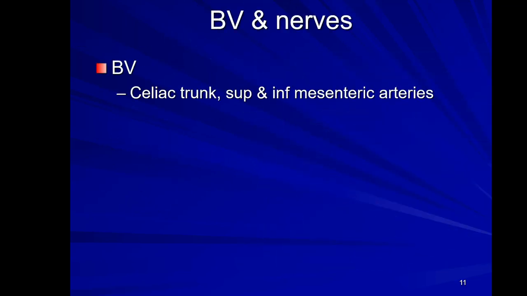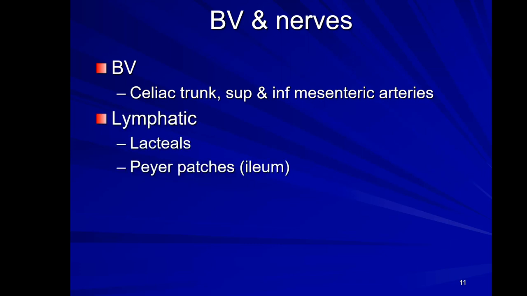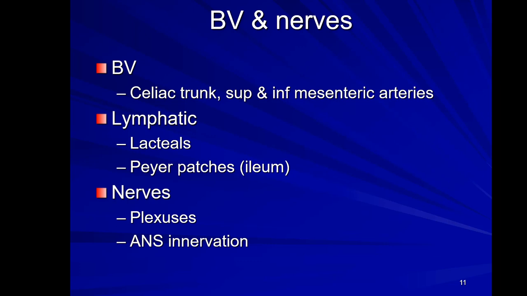So as far as the blood vessels and nerve supplies of the digestive system, the blood vessels that bring in oxygenated blood would be like the celiac trunk that you've learned about, superior and inferior mesenteric arteries. As far as the lymphatic tissue here, there's lacteals that absorb fats. There's Peyer's patches, which are part of your immune system, found in the ileum of the small intestine. Then there's lots of nerves. We just saw some plexuses, and the plexuses are of the autonomic nervous system, meaning we don't think about it, it's under unconscious control.